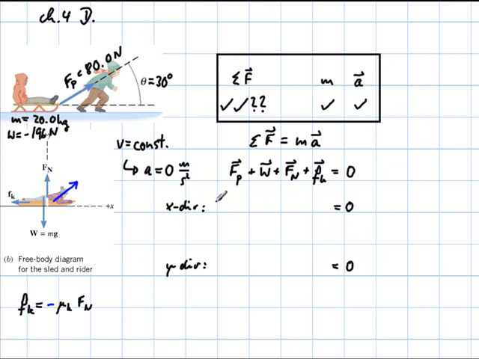In the x direction we have the pulling force, that would be eventually the 80 newtons, times the cosine of the angle. Our angle is 30 degrees, cosine of 30 degrees is positive, so that makes sense, that's positive. The weight in the horizontal, well, there is no weight in the horizontal, so it's 0. The normal force in the horizontal, well, there is no normal force in the horizontal, so that's 0. And then we have the frictional force.